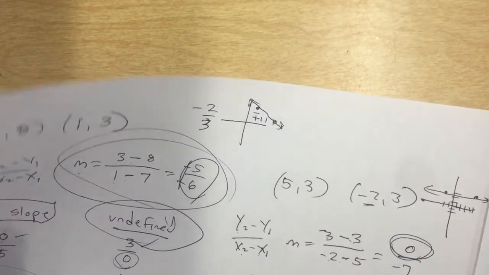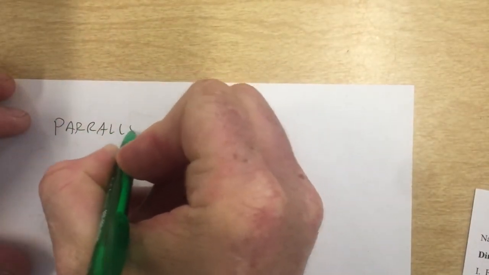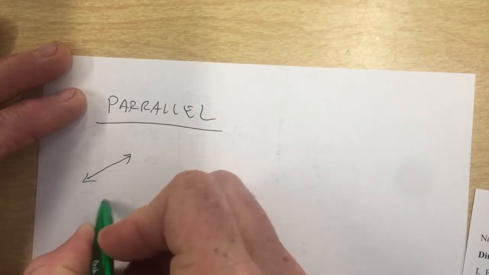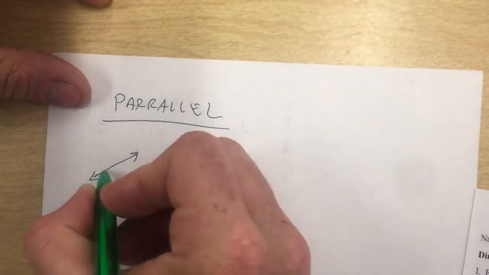Now, we do have what's called parallel lines. If you have parallel lines, they look like this right here. These are parallel lines. They have the same slope. They're parallel. They will never intersect.